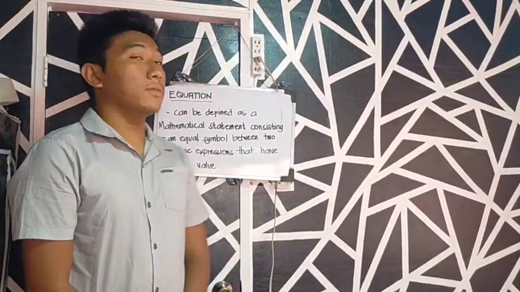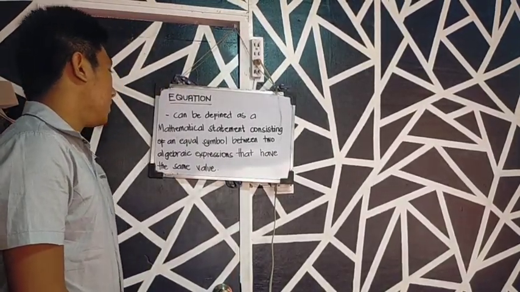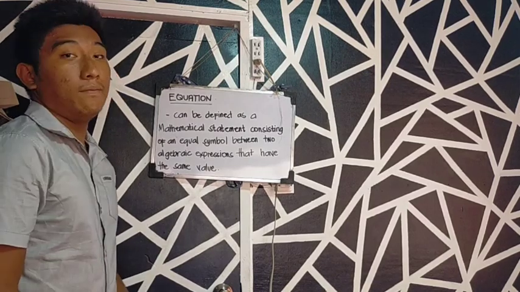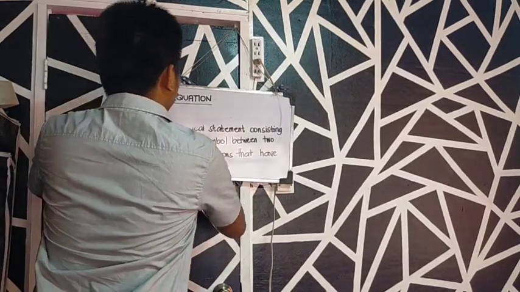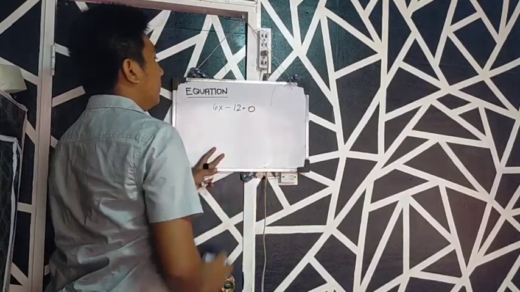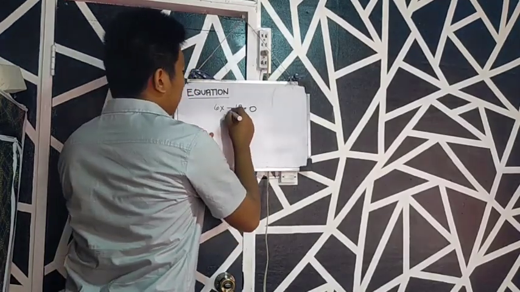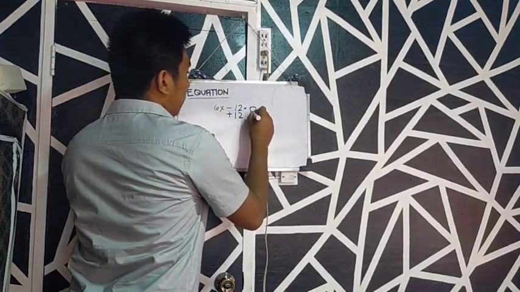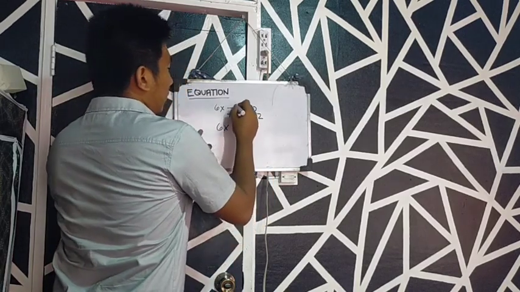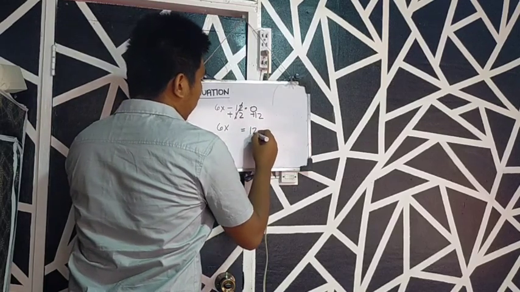So the fourth topic would be the equation. It can be defined as a mathematical statement consisting of an equal symbol between two algebraic expressions that have the same value. We will have some examples here. 6x minus 12 is equal to 0. Again, equal sign. Then we will perform the addition property of equality. Add both sides by 12. We come up with 6x equal to 0 plus 12, which is 12.